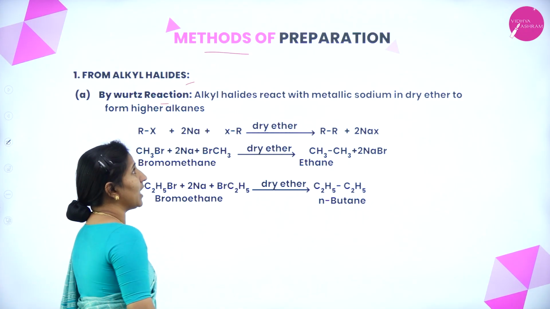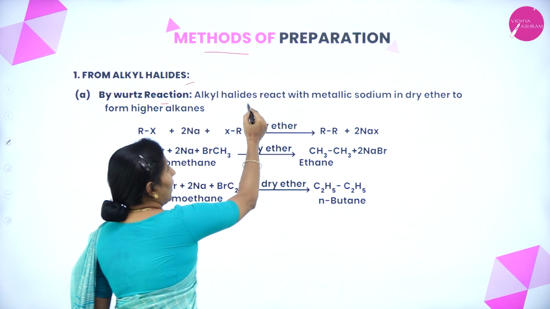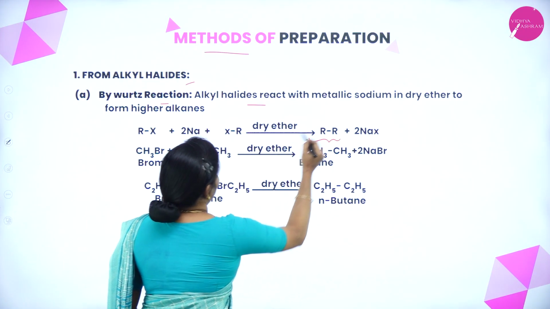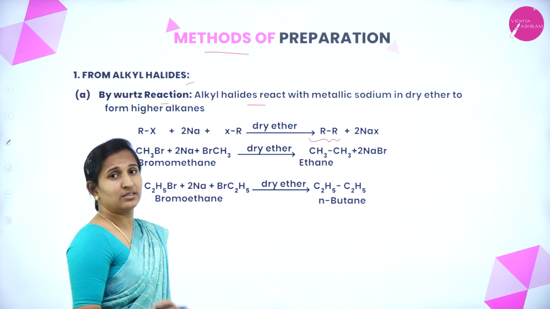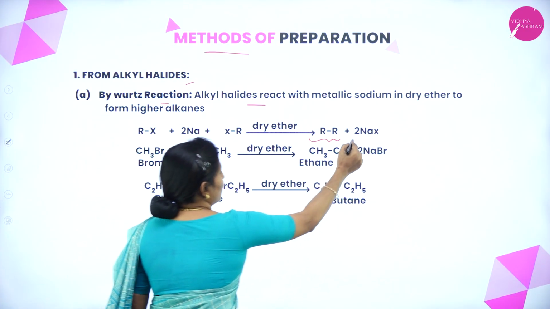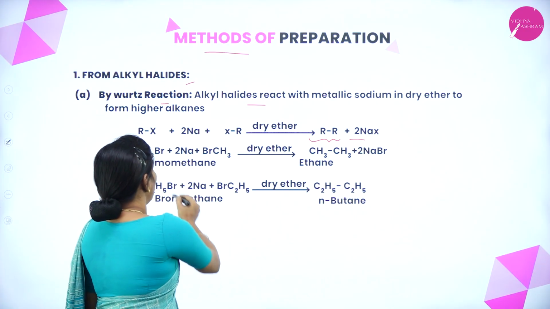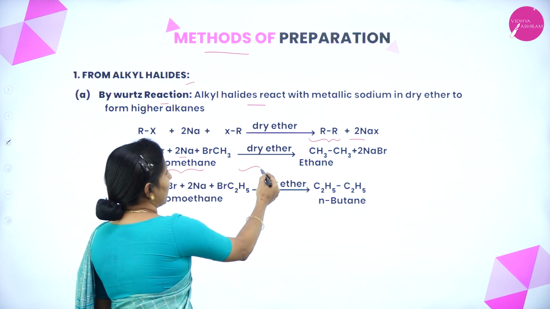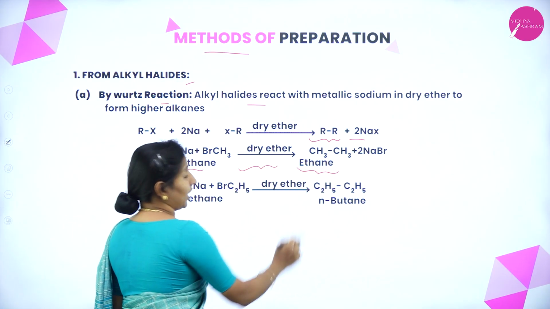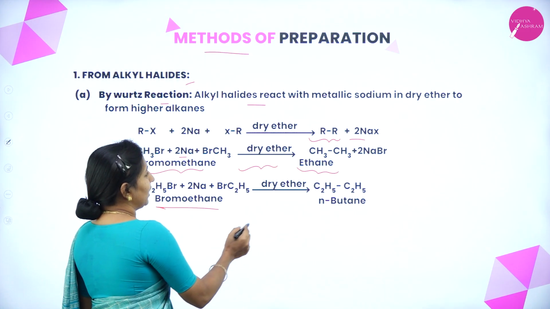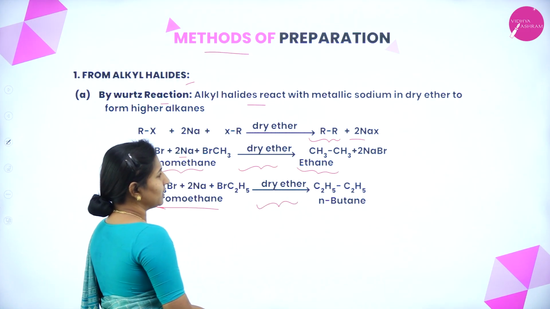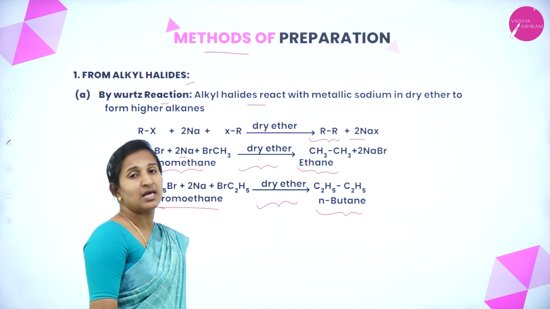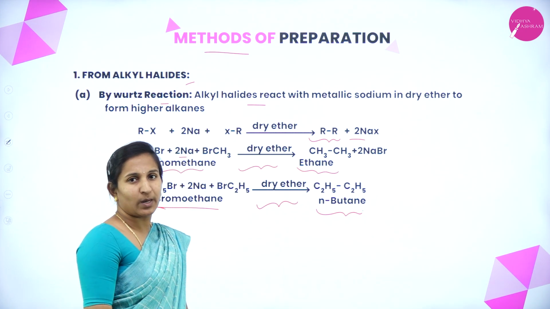By Wurtz reaction, alkyl halides react with metallic sodium in dry ether, giving higher alkanes by the removal of sodium halide. For example, bromomethane reacts with sodium in the presence of dry ether, gives ethane, and bromoethane reacts with sodium in dry ether, gives n-butane. N means normal chain or else straight chain.